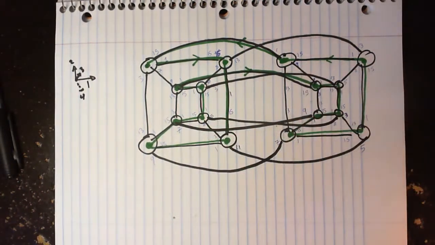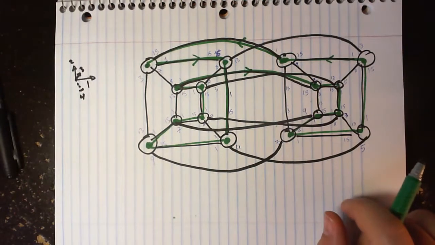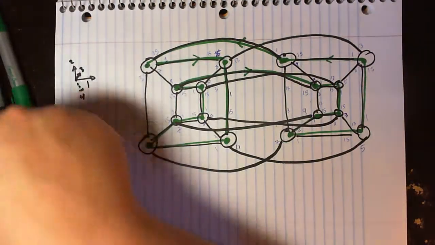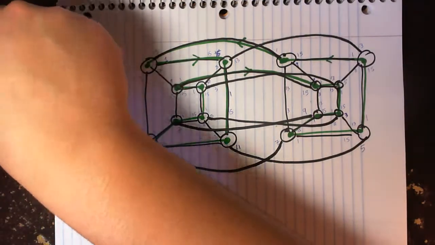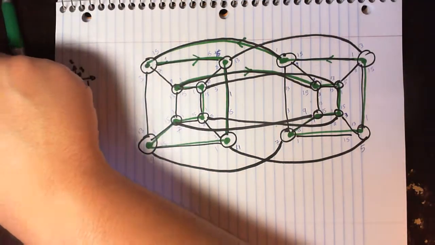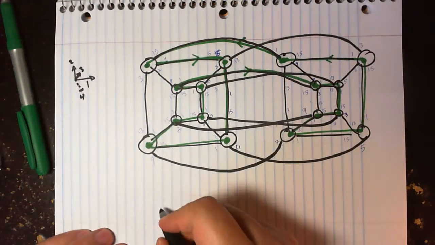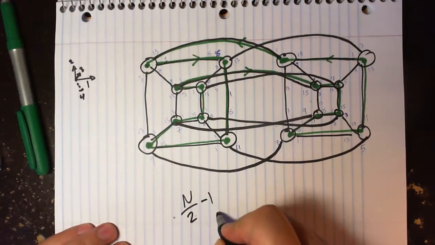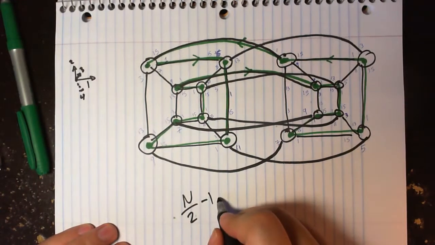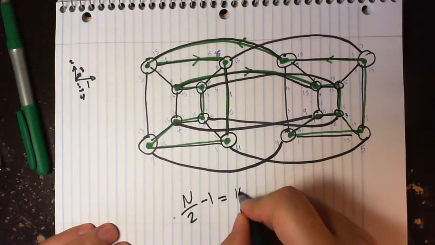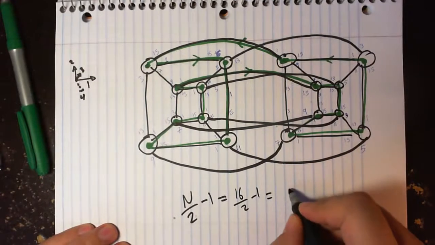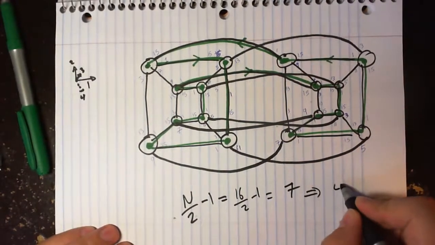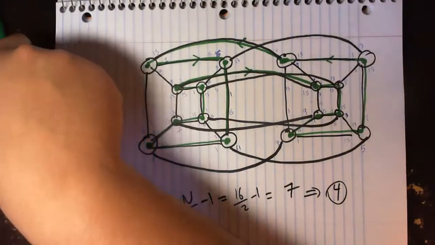Okay, so we're done labeling. So here's the insight that we got from the paper. It said that the number of links that have the label n divided by 2 minus 1. So what is that label? That label here is 16 divided by 2 minus 1, which equals 7. So it said that we're going to find exactly 4 of these labels. Let's try to find them.